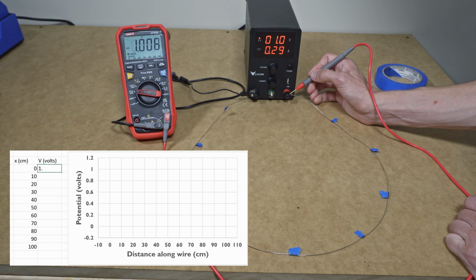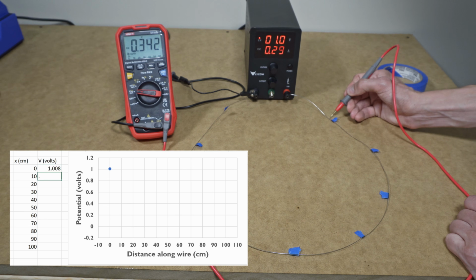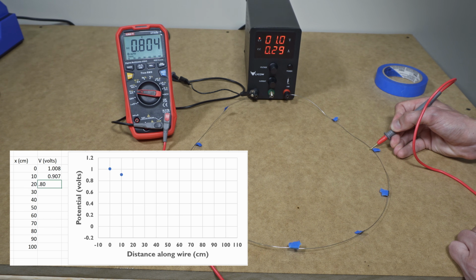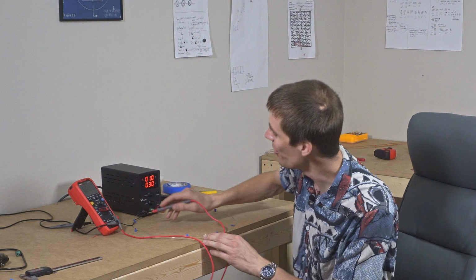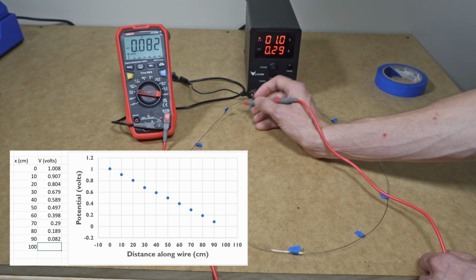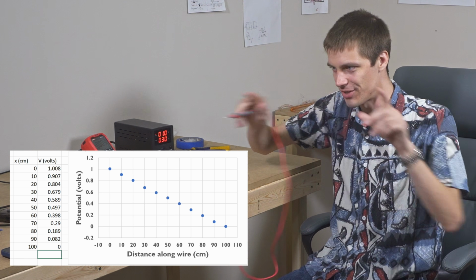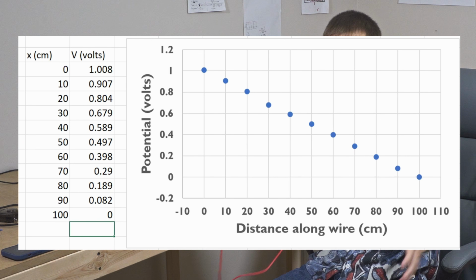And at the beginning of the loop, it's 1 volt, and then 10 centimeters down, it's 0.9 volts, and then 0.8 volts, and so on, all the way until you get to the other end of the wire where it is 0 volts. If we plot this as voltage versus length of wire, we can see that it's just making a straight line.